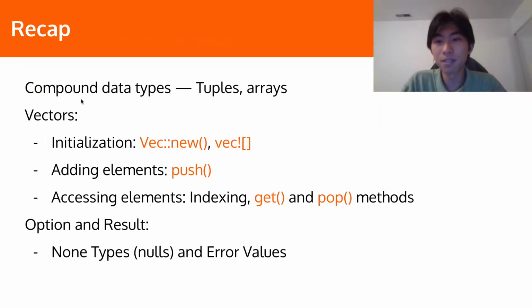As a recap of what we covered today, we talked about a few compound data types like tuples and arrays. We looked at vectors, how we can initialize them with Vec::new or the vec macro, how we can add elements using push, and how we can access elements using indexing or get and pop. Finally, we looked at two different special enums, Option and Result, where options are used to represent none types like nulls, and results are able to represent error values from functions.